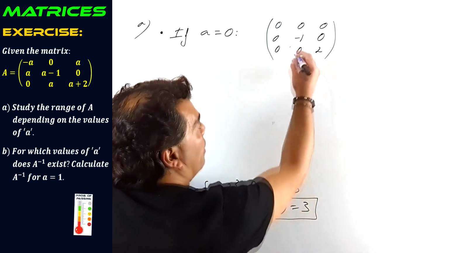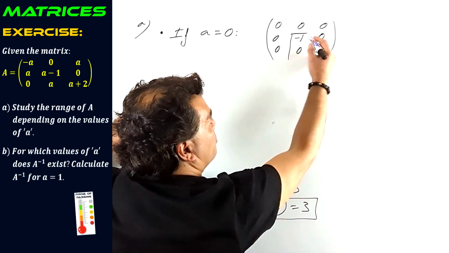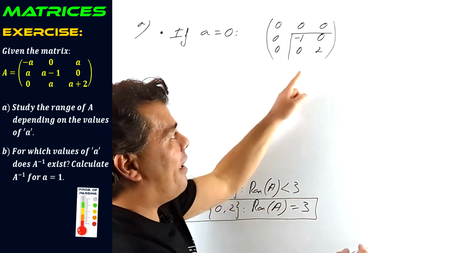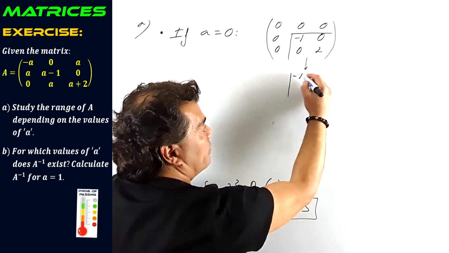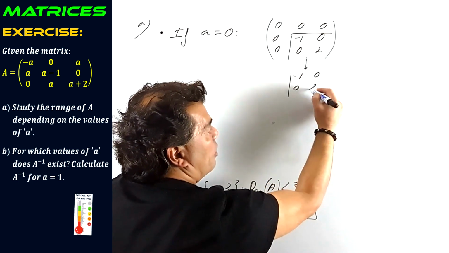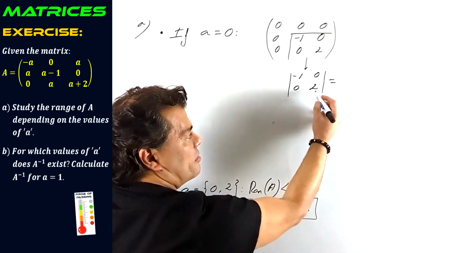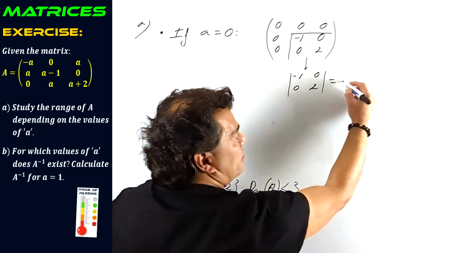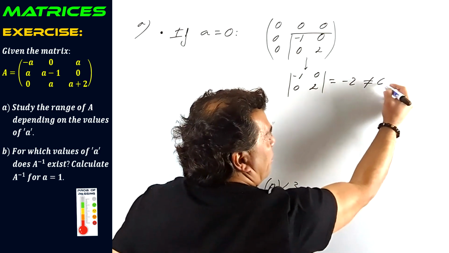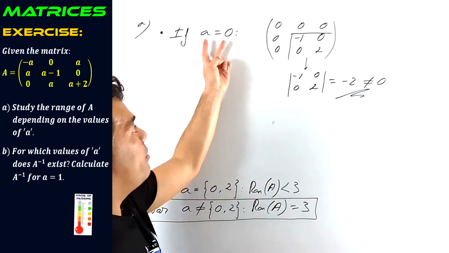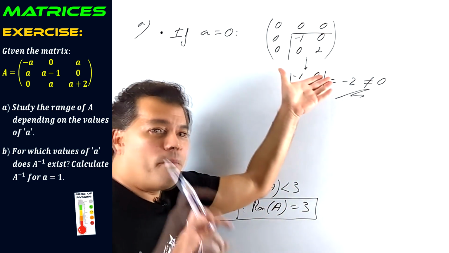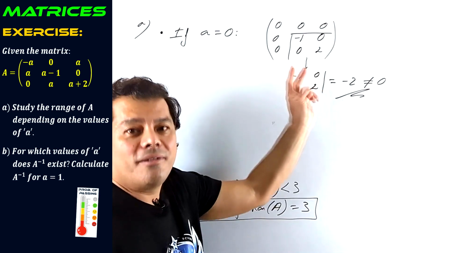Of course, I search for positions different from 0, and there you can see that if we write this little order 2 determinant, which is different from 0, negative times 2 is negative 2. So now it's official that for our parameter being 0, our matrix has range 2.